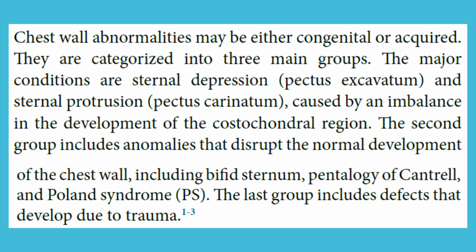Chest wall abnormalities may be either congenital or acquired. They are categorized into 3 main groups. The major conditions are sternal depression, Pectus Excavatum, and sternal protrusion, Pectus Carinatum, caused by an imbalance in the development of the costochondral region. The second group includes anomalies that disrupt the normal development of the chest wall, including bifid sternum, pentalogy of Cantrell, and Jeune Syndrome, PS. The last group includes defects that develop due to trauma.